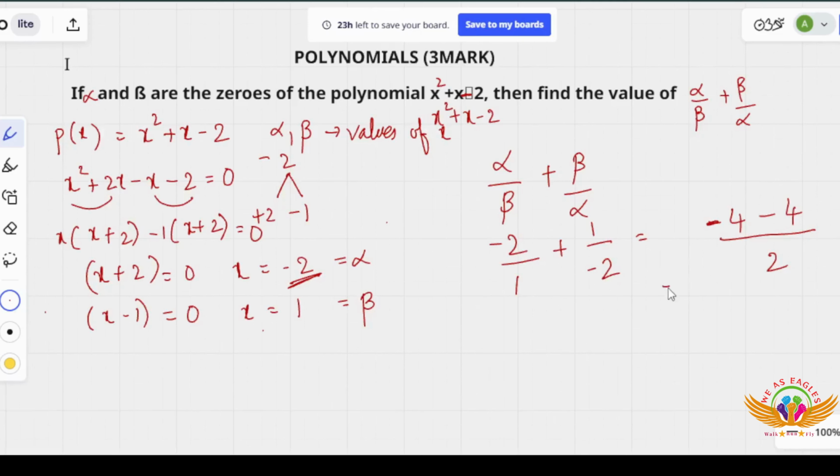So minus 4 minus 4 is minus 8 by 2. 2 ones are 2, 2 fours are 8. So the answer is minus 4. Hence alpha by beta plus beta by alpha value is minus 4. Done.